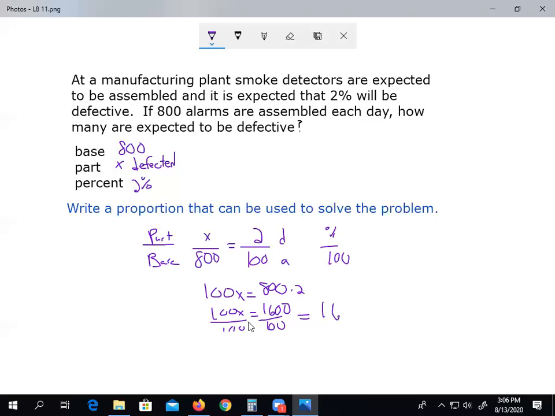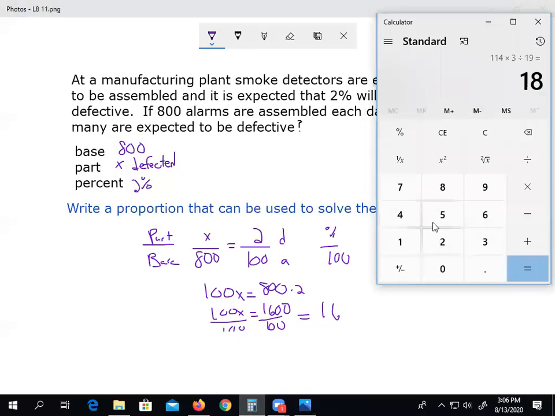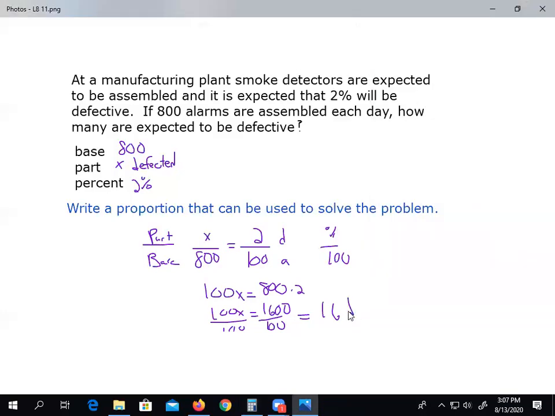What again I could do is use the calculator, because since I have my proportions set up, I can just type it in as, because the diagonal numbers, we just multiply them together, 800 times the 2, and then we divide by the 100. That gives us then our 16. So since we have a proportion set up, we can just take advantage of the calculator as well. So 16 were defective. I'm just going to abbreviate that here.